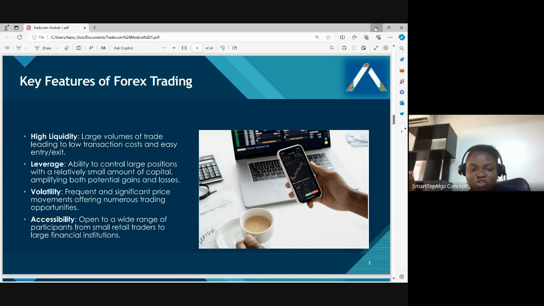Now, another feature or advantage or benefit of forex trading is that it is volatile. The volatility, frequency, and significant price movement. Now, you will see people telling you that in 1 hour I made $10,000. What allows them to do that is volatility. The advantage of trading forex is price movement. The price moves at numerous periods, so it means that you have numerous trading opportunities. And so it's just about you knowing what you can do.